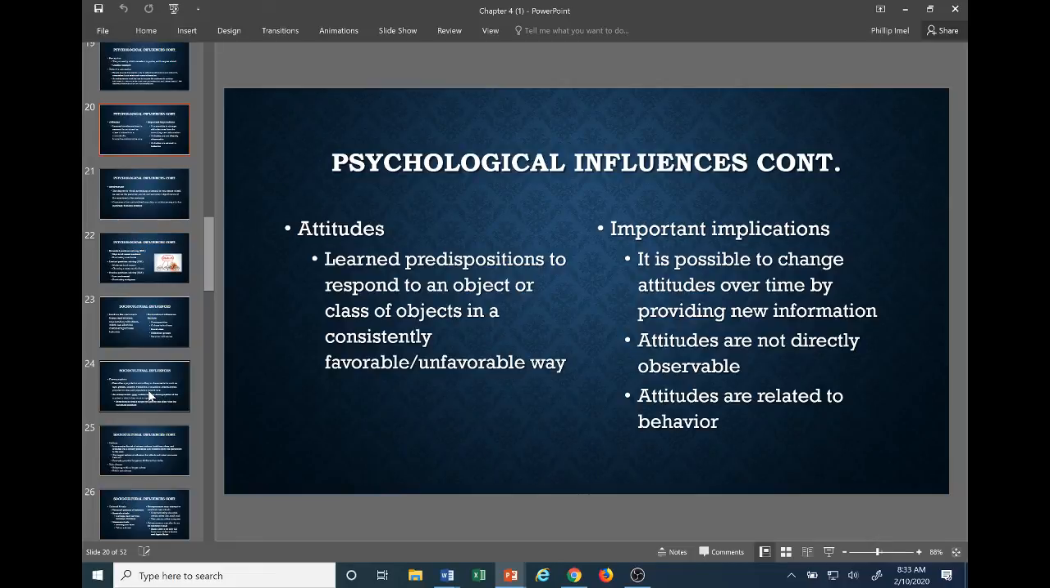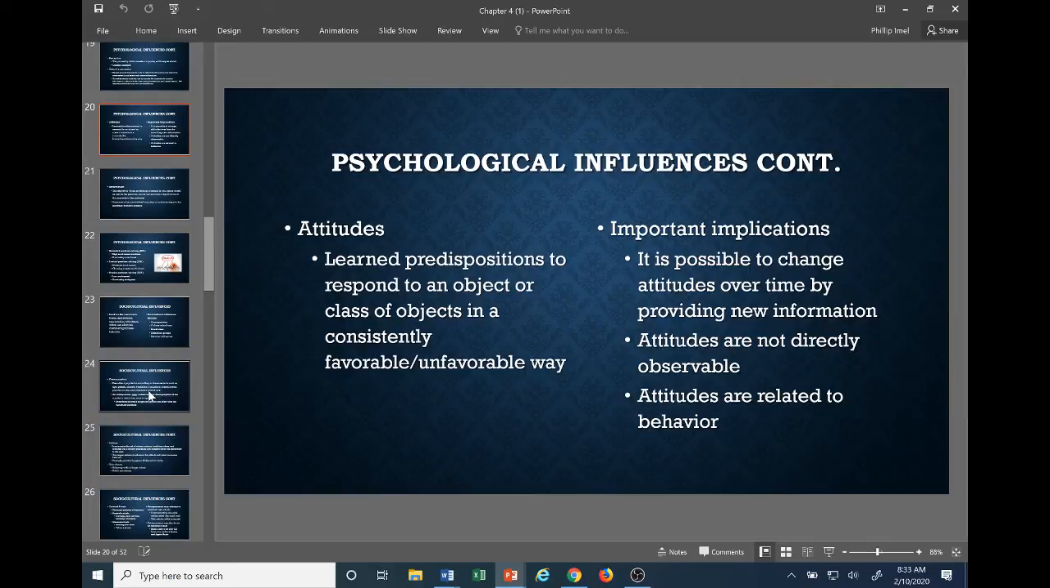Attitudes are not directly observable. A lot of times you don't really know where an attitude is derived from or spawned from, so you can't really observe the attitude. A lot of times, some people can do a good job at hiding their attitude, and you're not really seeing what they're truly feeling.